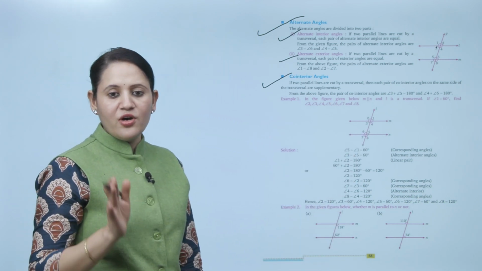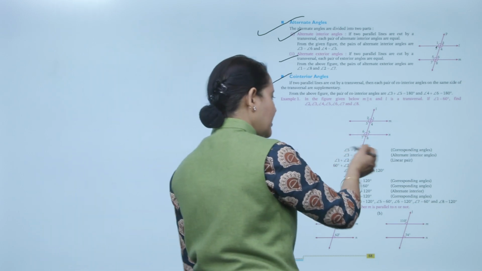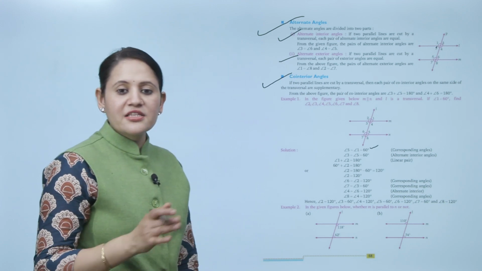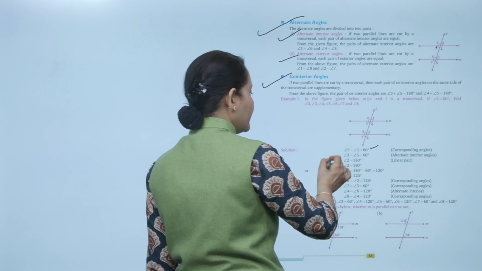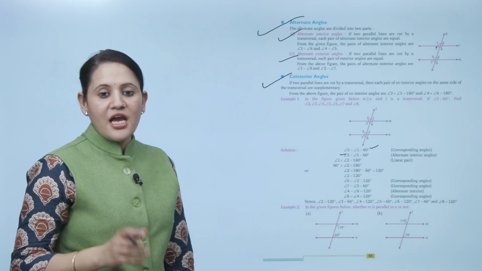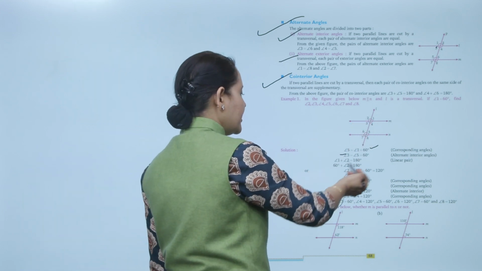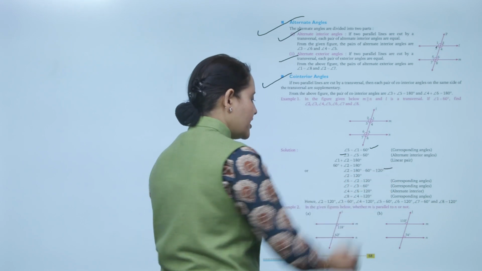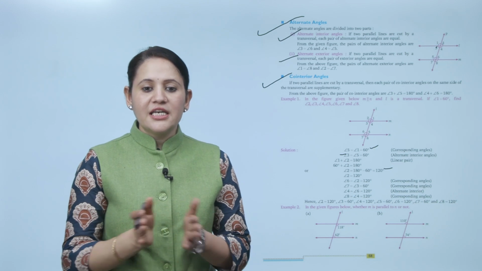As we know, the measurement of angle 1 equals 60 degrees. So angle 5 will be 60 degree, because corresponding angles are equal. So angle 3 equals 5, 3 and 5 alternate angles, that is also 60 degree. As we know, angle 1 and angle 2, they are a linear pair. Linear pair means 180 degree. So angle 2 equals 180 minus 60 degree, that is 120 degree. Angle 2 measure we got is 120 degree.